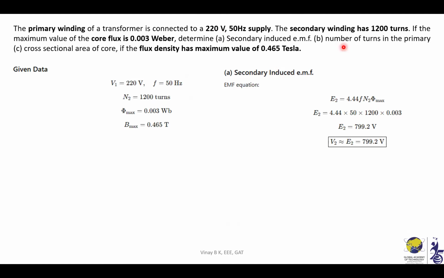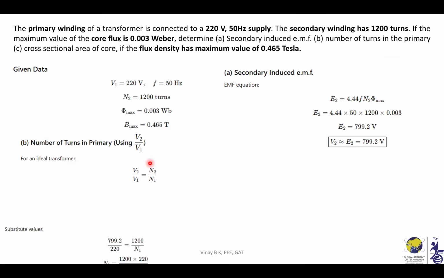So now we know the value of V2 or E2, and V1 or E1, and we know the value of N2. The second is the number of primary turns. You can use the number of turns in the primary winding. You can use the turns ratio, that is V2 by V1 equals N2 by N1. So here you know the value of V2, V1 and N2. You can get the value of N1, that is 330 turns. Substitute the values neatly and you'll get the same answer, that is 330 turns.